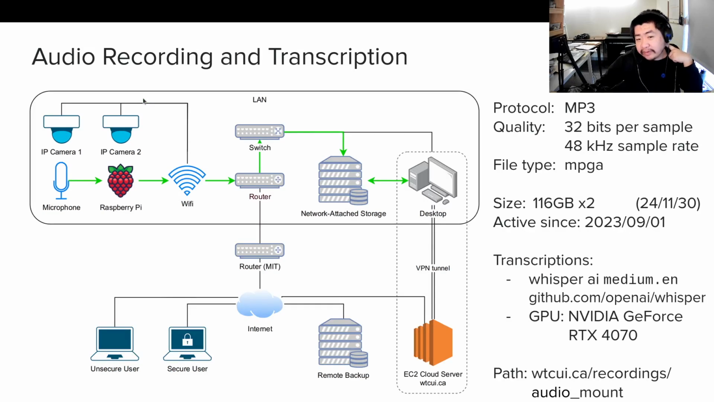Okay, what about audio recordings? I mentioned before that the microphone sends this to the Raspberry Pi, which communicates with the network to send this to the NAS. The audio format I use is just MP3, basically MP3 with some add-ons. This is the quality, 32 bits per sample at 48 kilohertz.